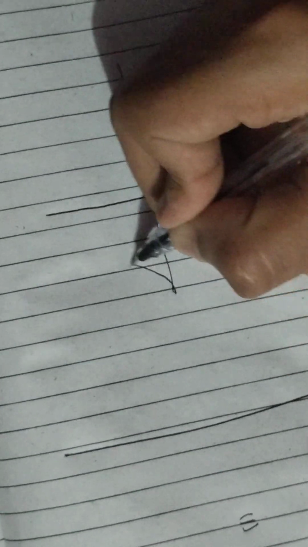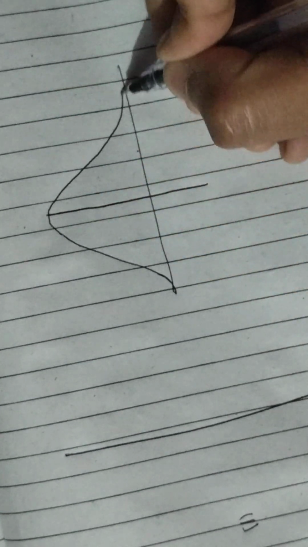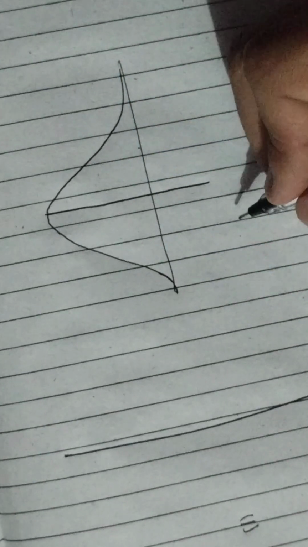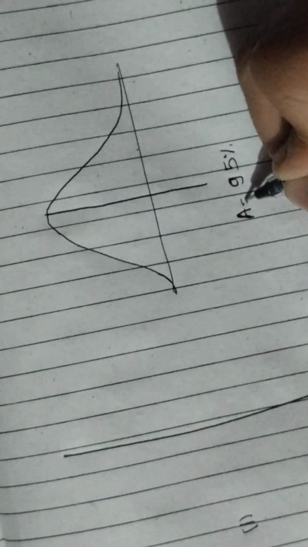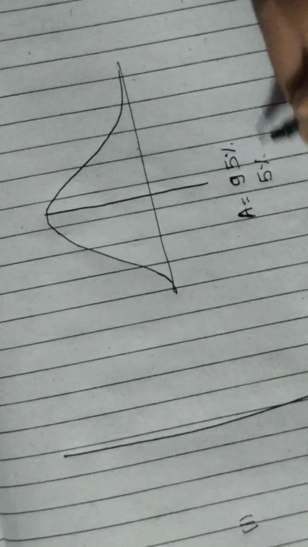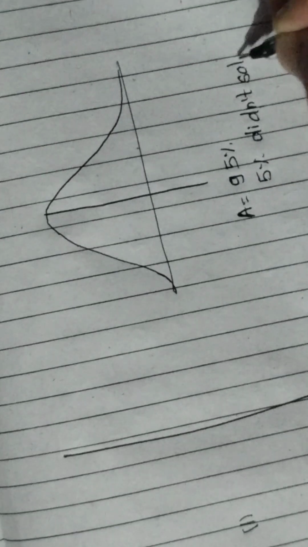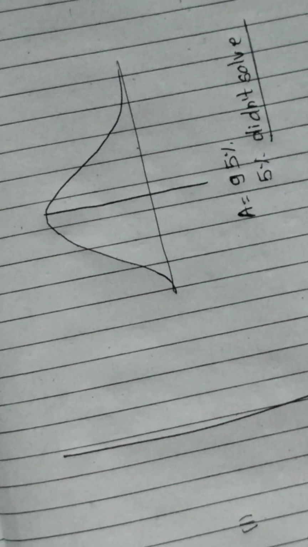Suppose this is the mean. This is what we call the standard normal distribution. Suppose there is a question to be solved, and it is solved by 95% of students, meaning 5% of students didn't solve it.